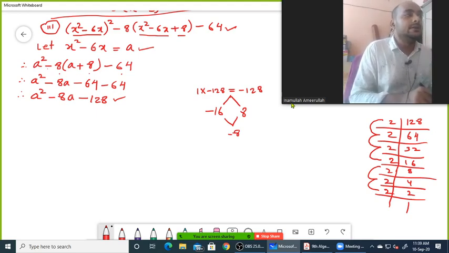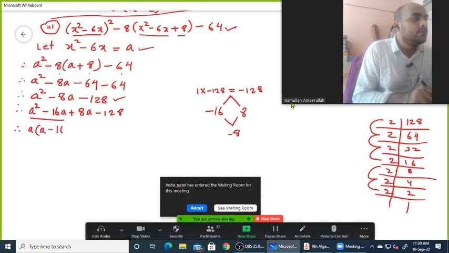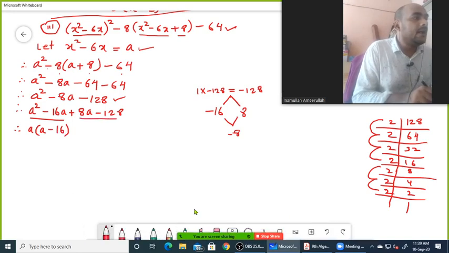So two linear factors of minus 128 are minus 16 and plus 8, which we can substitute in place of the middle term. So here we can write a square minus 16a plus 8a minus 128. Now in the first two terms, a can be taken out as a common factor, so you will be left with a minus 16. In the last two terms, we can take out plus 8 as a common factor.